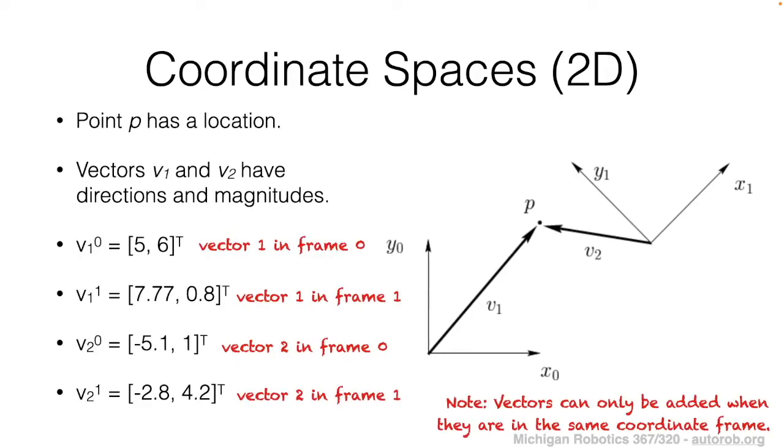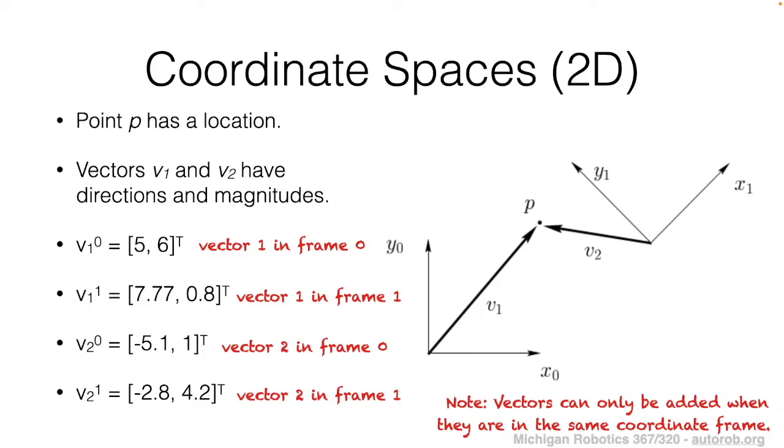A few other things are important to remember. When we talk about vectors with respect to these coordinate spaces, vectors will always have a direction with respect to their local origin, and also a magnitude, which is the length of the vector. These vectors can be thought of as representing a translation from the origin of the coordinate frame to some particular point within the space.